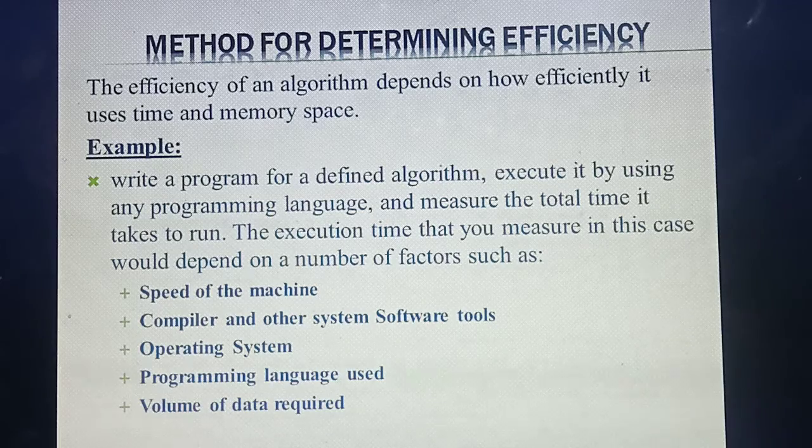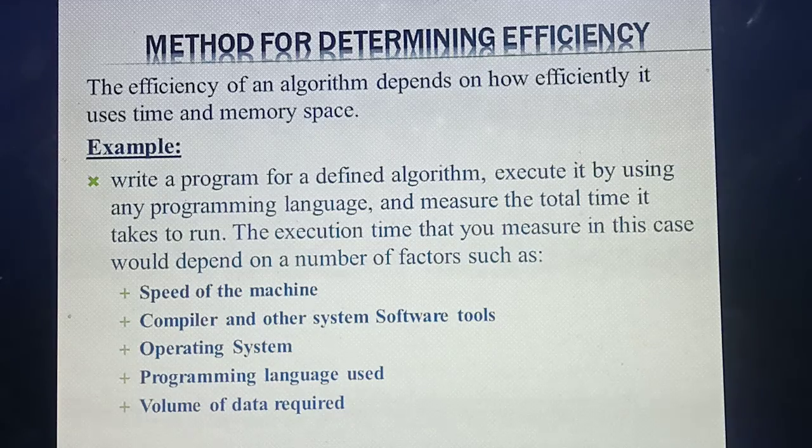So the execution, that is the running time, depends upon what factors? While you are running the program, it will take some time to execute. Based on what factors does it take that time? Listen. First one is the speed of the machine. For example, you are running one program on your computer with 2 GB RAM and 500 GB hard disk. The same program you are running on another computer with 4 GB RAM and a bigger hard disk.